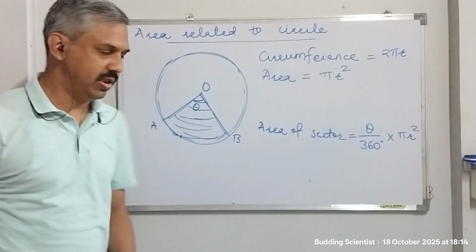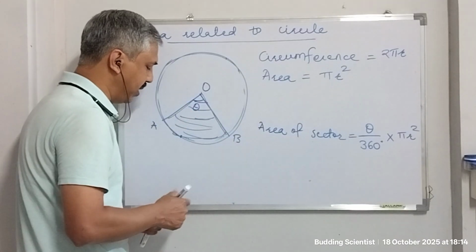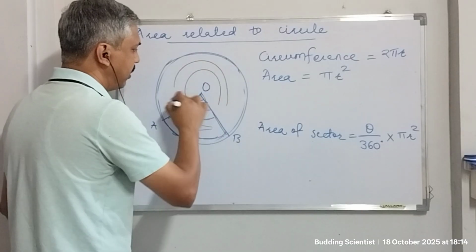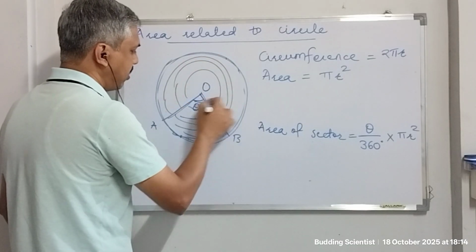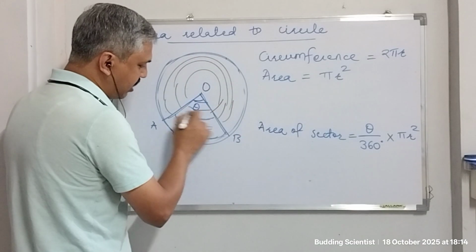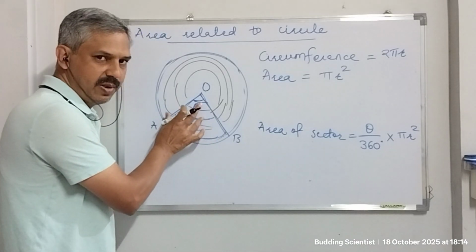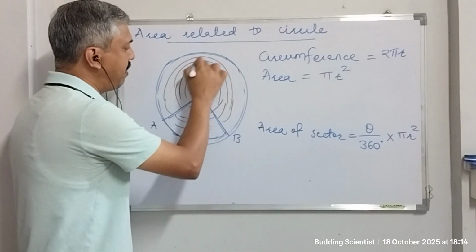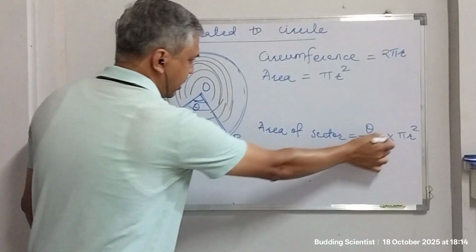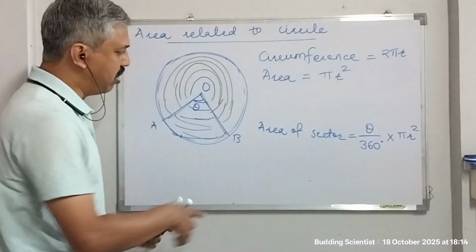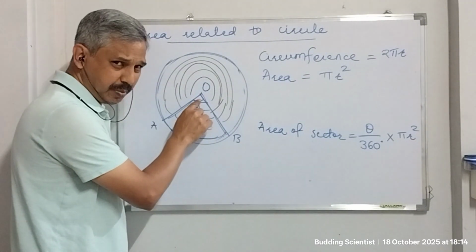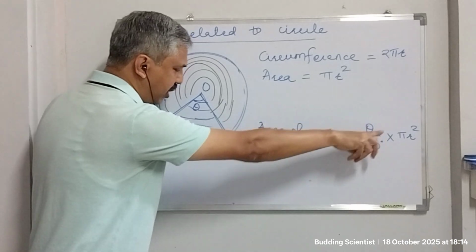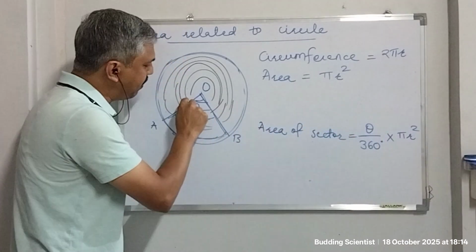There are two sectors here. This is the one sector, this is the first one. And there is one more sector possible, that is this one. This is called the minor sector, it's a smaller one. This is the major sector. So the area of the minor sector will be theta upon 360 into pi r square, where the value of theta is this angle. Area of the major sector will be theta upon 360 into pi r square, where the value of theta would be this angle.